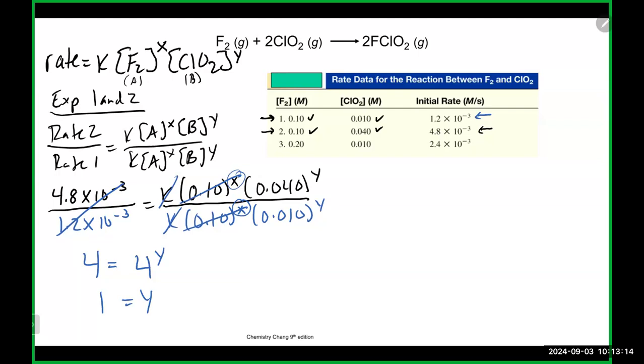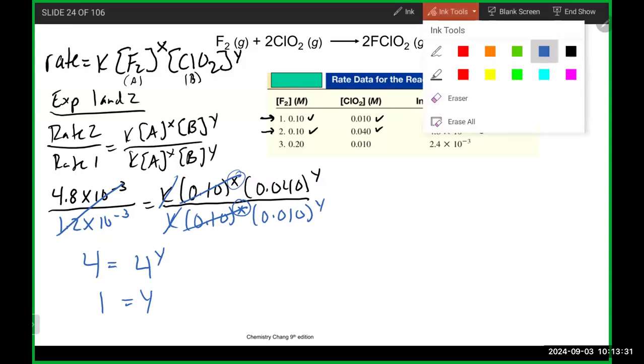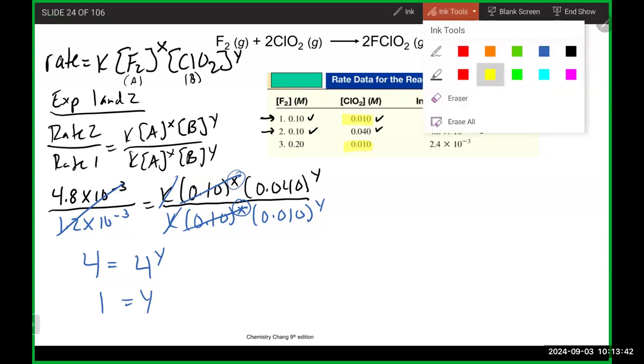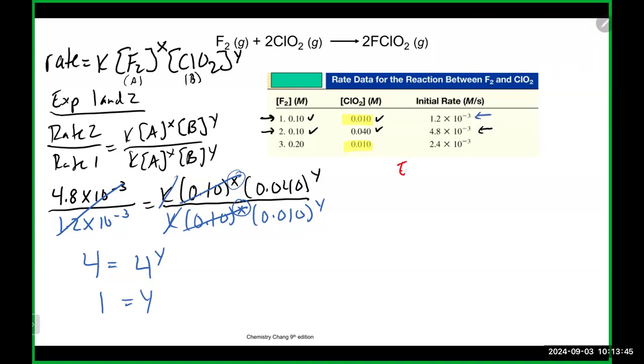Now that I figured out the order with respect to the ClO2, I'm going to go back to my table. Now what I want to do is keep the ClO2 constant. We had that one very last time. So this time we want to keep the ClO2 constant, and it looks like if we go with experiment 1 and experiment 3, that will keep it constant in this case. So I'm going to choose the larger value for the rate to put on top, which in this case is experiment 3.